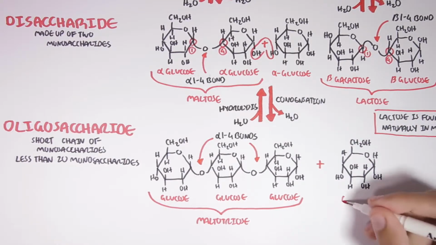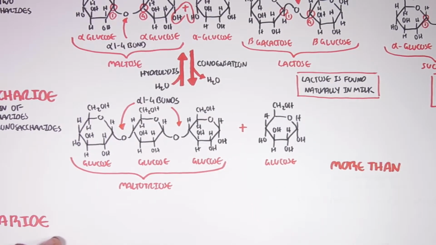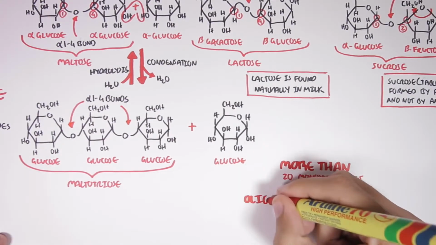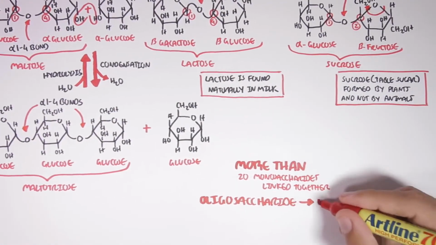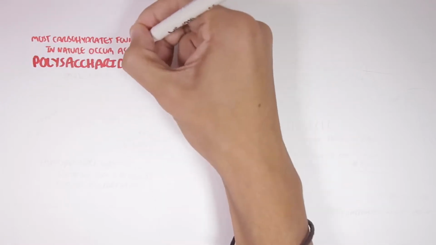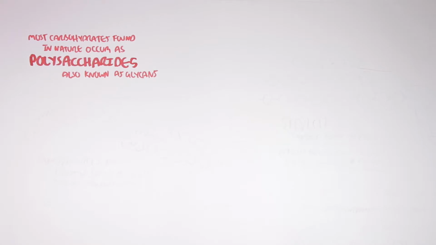But when the oligosaccharide eventually exceeds 20 monosaccharides with 20 bonds, the carbohydrate is then referred to as a polysaccharide. So from an oligosaccharide, it becomes a polysaccharide. Most carbohydrates found in nature occur as polysaccharides. Polysaccharides are also known as glycans.